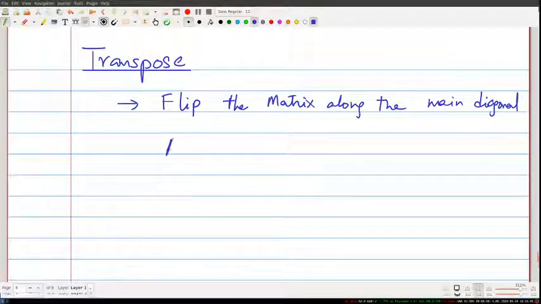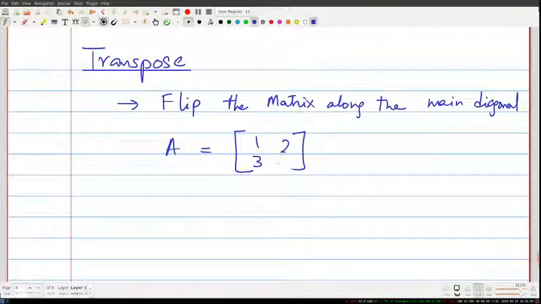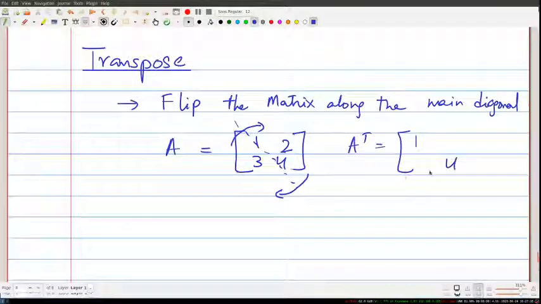So first let's look at a square matrix. So 1, 2, 3, 4. If I call this the main diagonal, and if I flip the values across the main diagonal, the idea is you swap the values that are here. The values above the main diagonal come below the main diagonal, and the values below the main diagonal go there. So A transpose is going to be 1, 4 as it is, 3 swaps with 2.